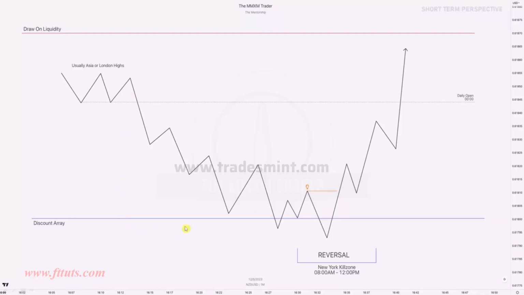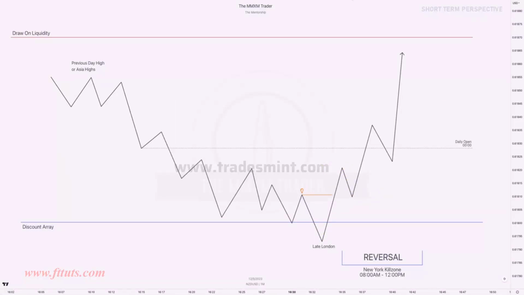And then we wait for that discount array to happen in that specific time zone. So 8 a.m. to 12 p.m. This is where the reversal can occur. So over here we hit that array, right? The discount array. We break structure up inside the kill zone, and then we're going to be looking for our setup. So same structure over here again, right?